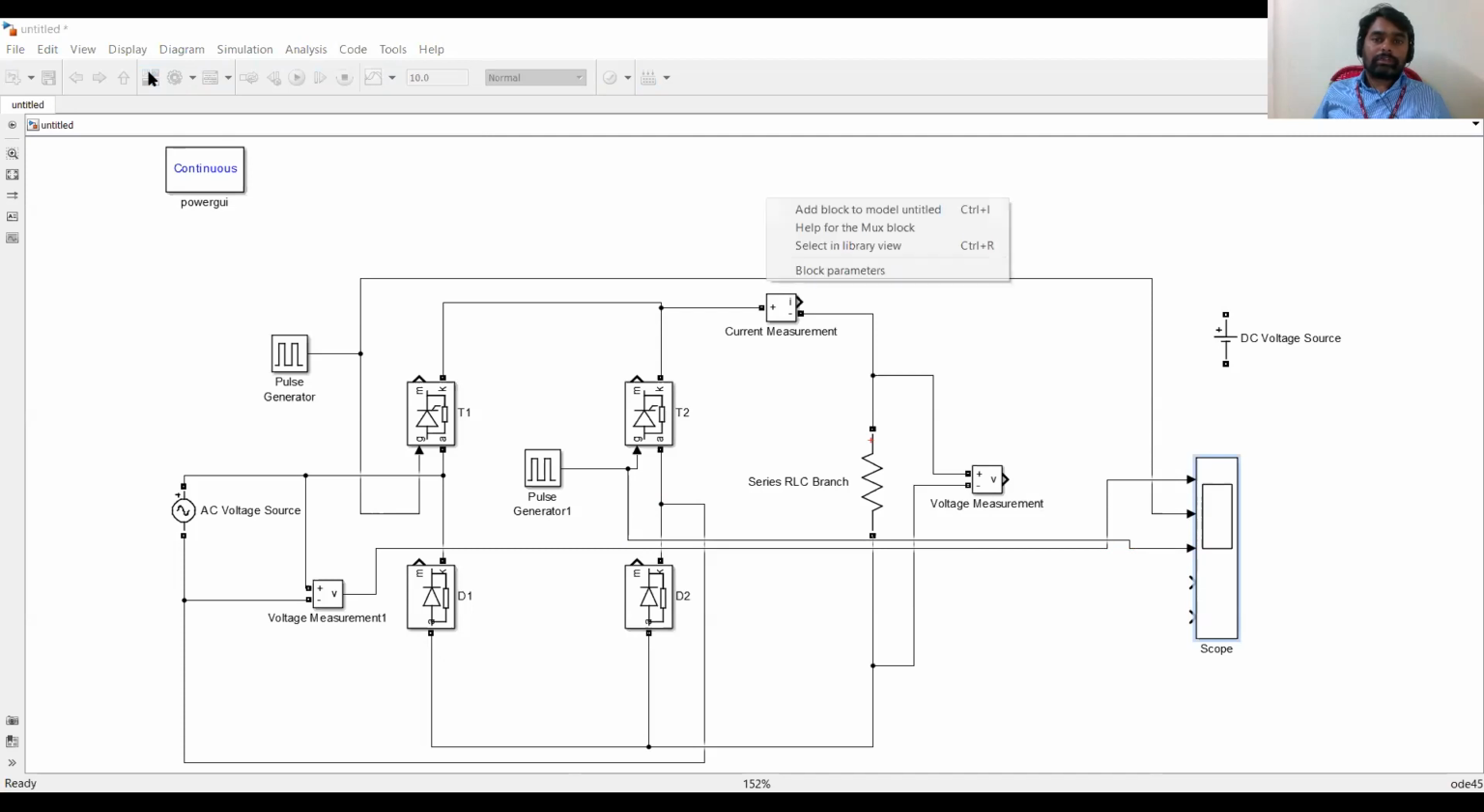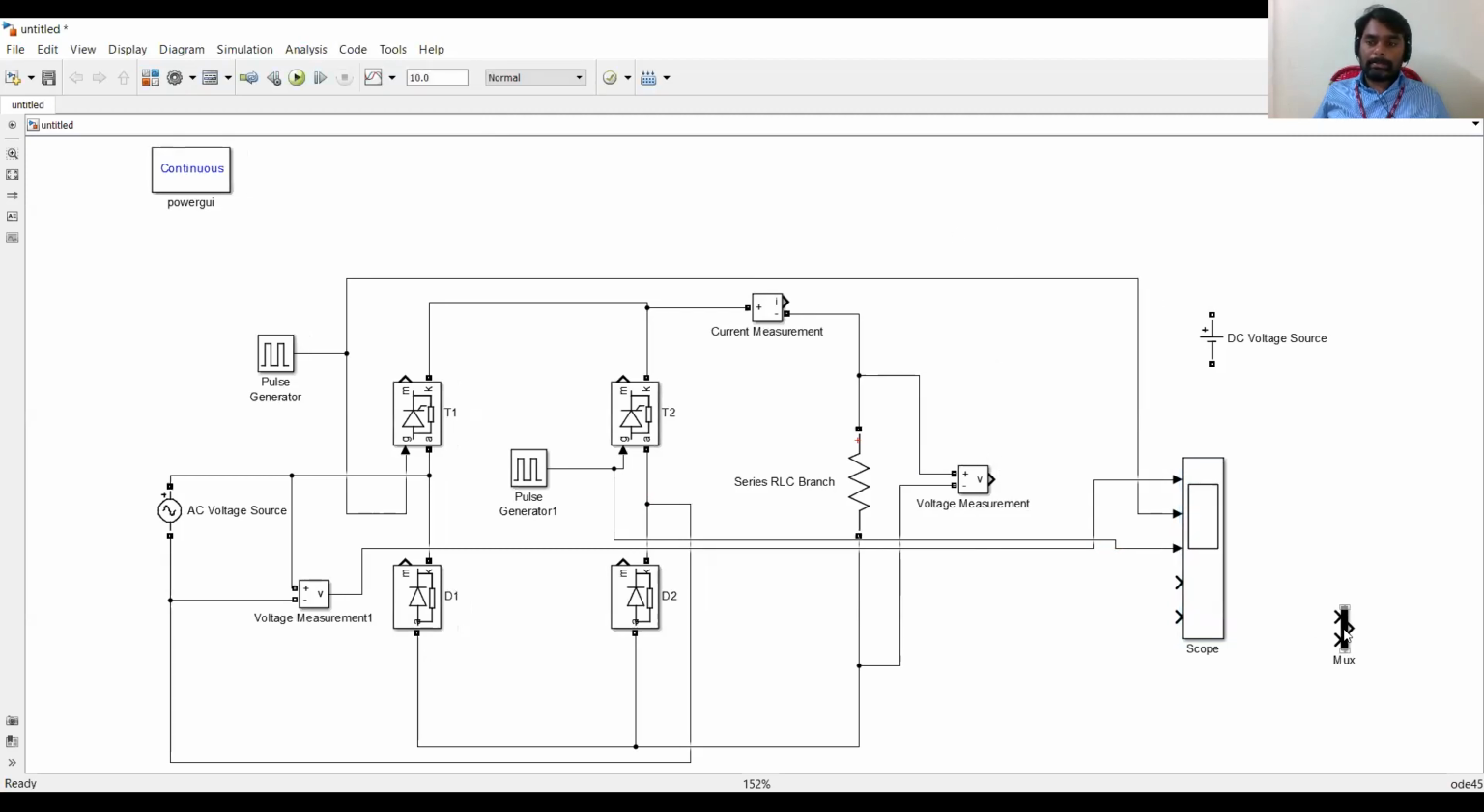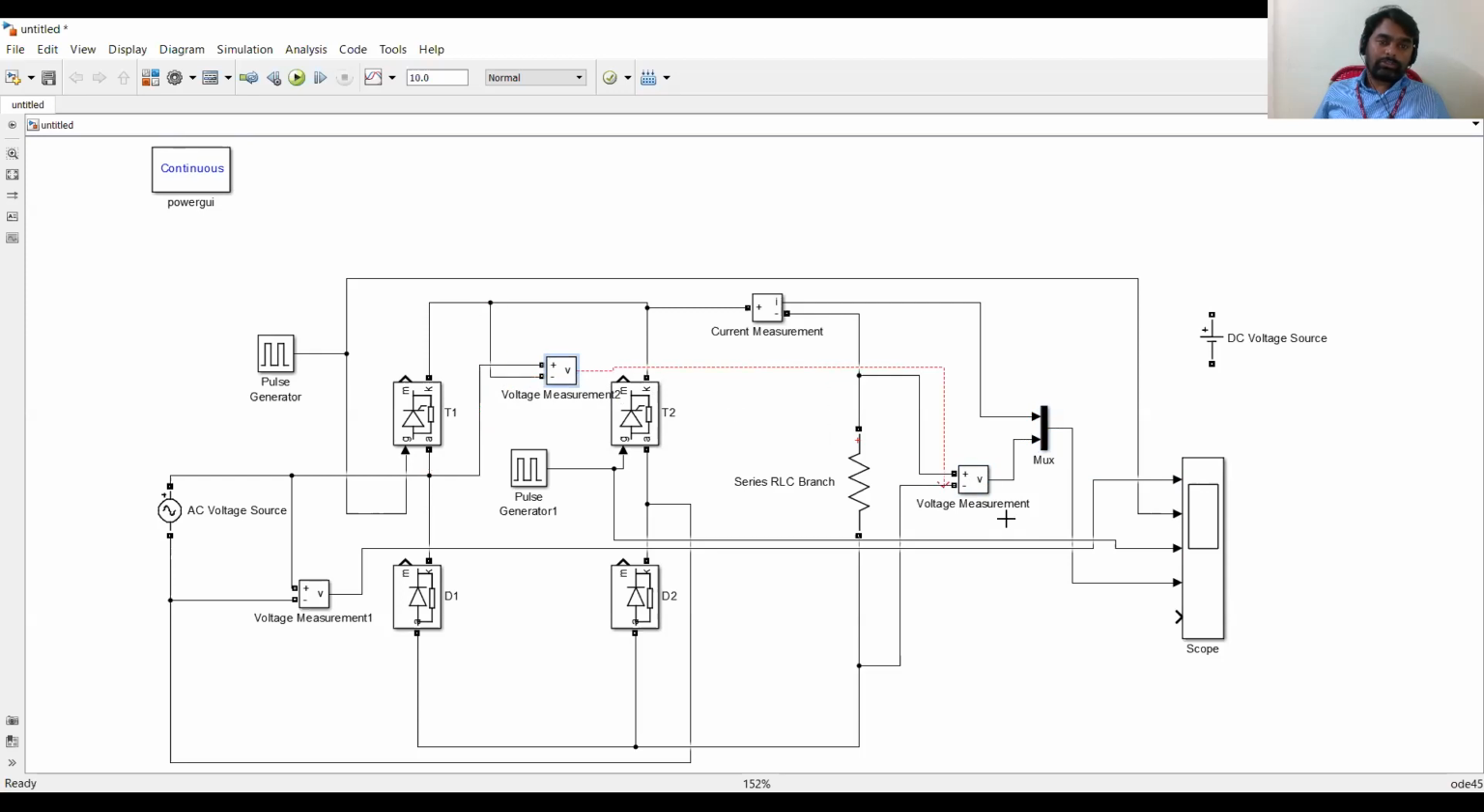Right, to see that, connect a mux before this scope. Here I can find the mux. One input is from the current measurement, the other from the voltage measurement, which is connected to the scope. And the last one is the voltage across the thyristor. So anode should be connected to positive, cathode should be connected to negative like this, and it should connect to the scope. So now the complete circuit is built in this model.